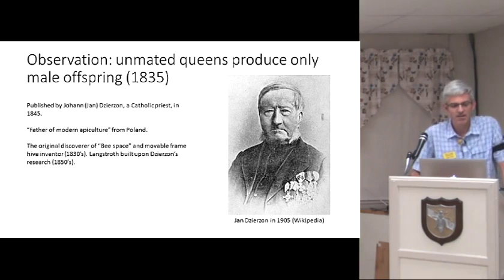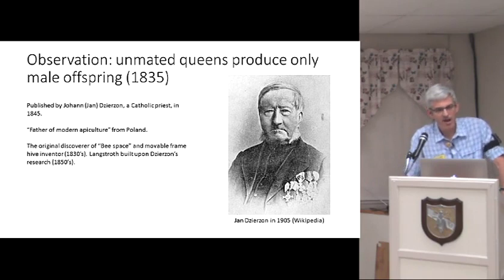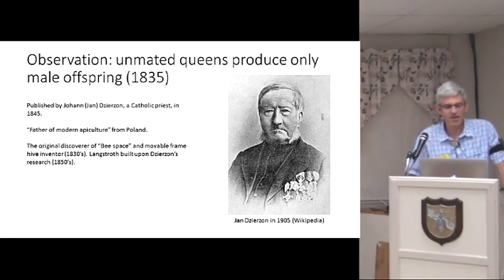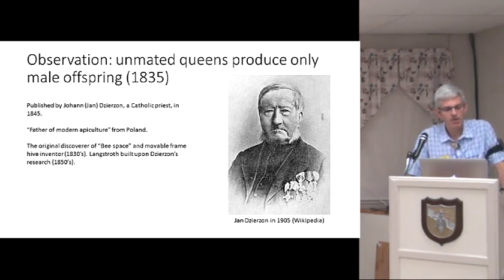All right, so check out this guy. This is Jan Dzierzon, a Polish fellow, and he was a Catholic priest. He is known as the father of modern apiculture, and I had never heard of him before the other night when I was learning new things. He discovered bee space. He figured out how much space they need to make a removable frame that doesn't get cross-linked with the other frames. And he invented the movable hive in 1830.